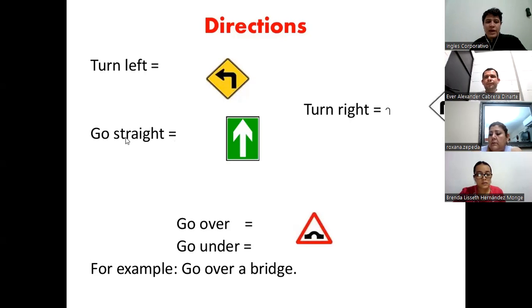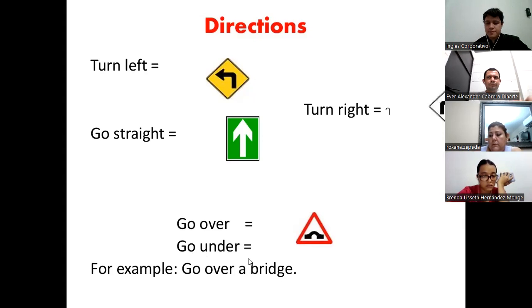And we have as well go straight. So go straight means this, right? Like go, right? Go straight, como ir adelante, right? Como seguir, ir derecho. Also, we have go over, right? Go over and go under. So go over means like, for example, go over a bridge, okay? Como ve encima del puente, right? And go under the bridge, como ve por debajo, right? Go over and go under, right?